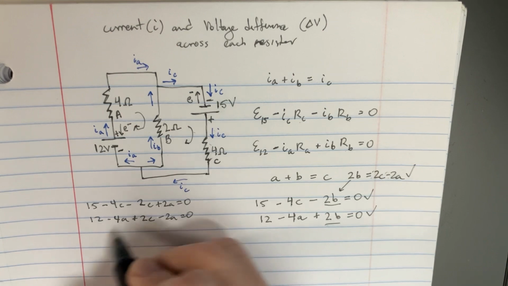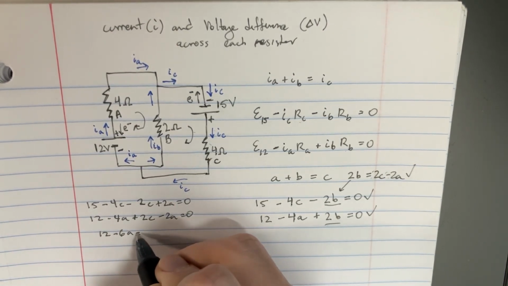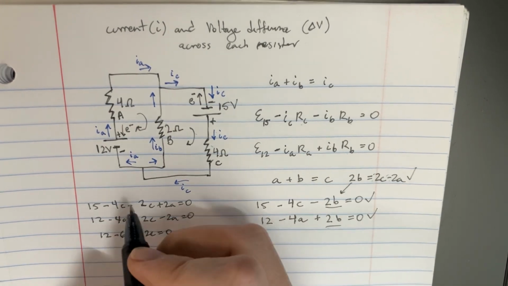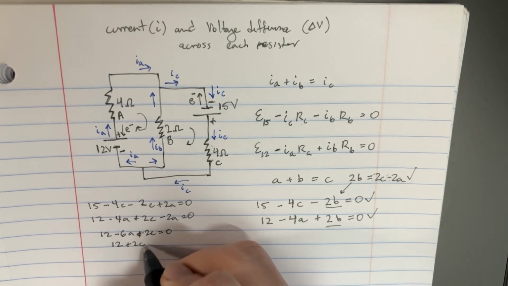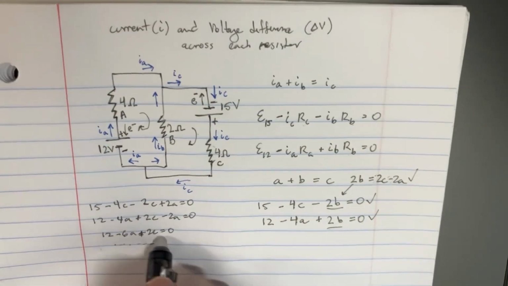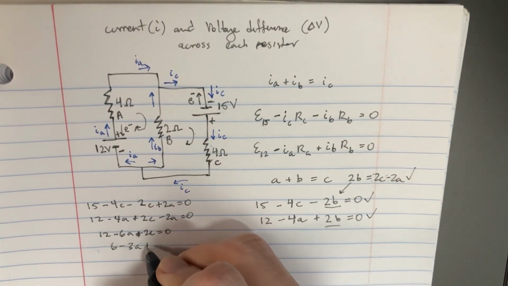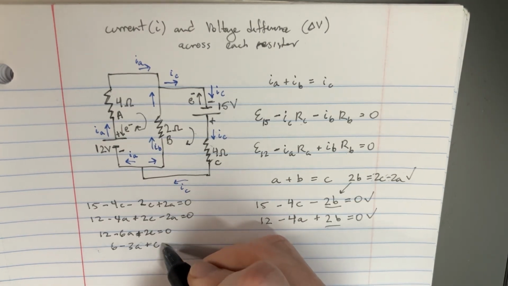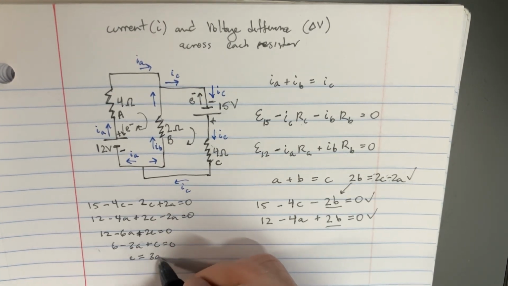We could just basically put this together because 12 minus 6a plus 2c equals 0. We could see that 12 plus 2c would be equal to, actually here we can divide this by 2, so we'll just say that 6 minus 3a plus c equals 0. And that'll give us that c is equal to 3a minus 6.